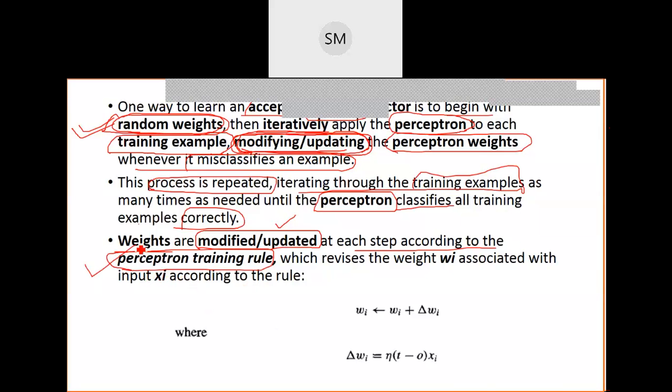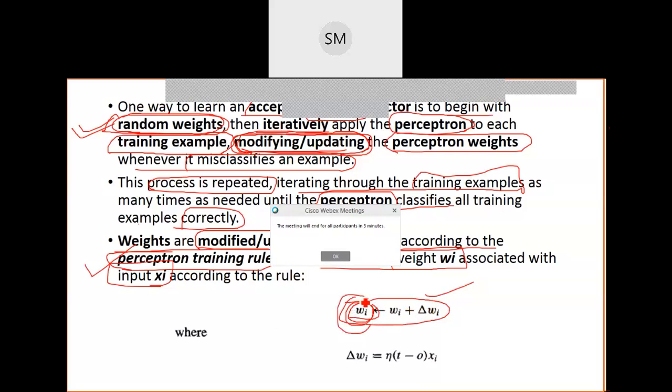Okay, which revises or modifies or refines or updates the weight wi associated with our input xi. According to this, the update rule is represented with an equation. What is that update rule? Already some weight is there, we update that weight and we get one new w. Okay, within 5 minutes this session ends. In the next class I will continue. Just give your attendance.